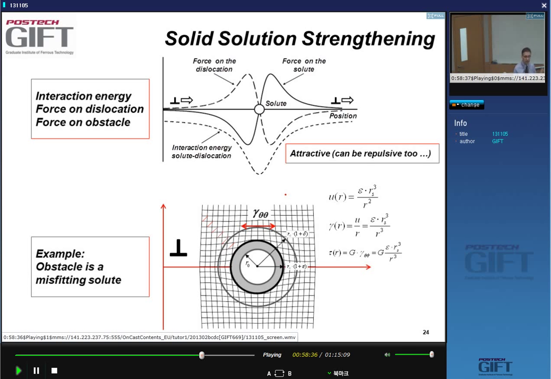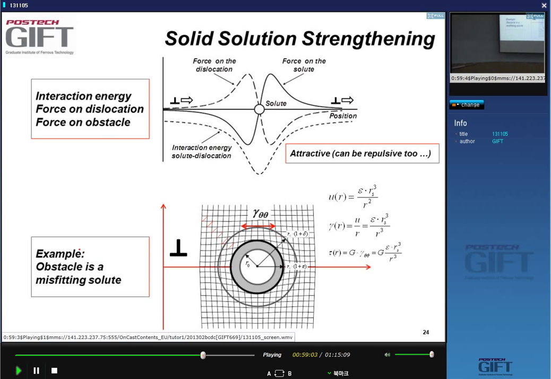Obviously, when we calculate phi c, the critical angle, we need to have F and T. T is the line tension, so that's no problem. I only need G and B to calculate this. To calculate F max, that's a little bit more of a challenge here. So I need to say something about the interaction between the dislocation and the solute.